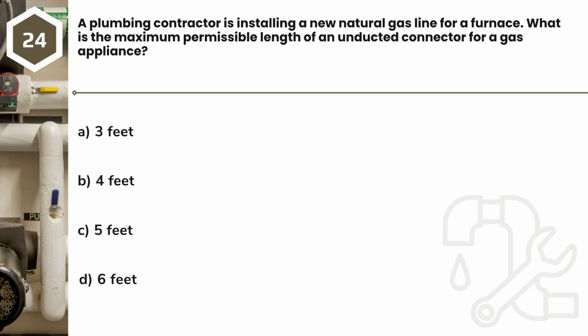Question 24. A plumbing contractor is installing a new natural gas line for a furnace. What is the maximum permissible length of an unducted connector for a gas appliance? A. 3 feet. B. 4 feet. C. 5 feet. D. 6 feet.